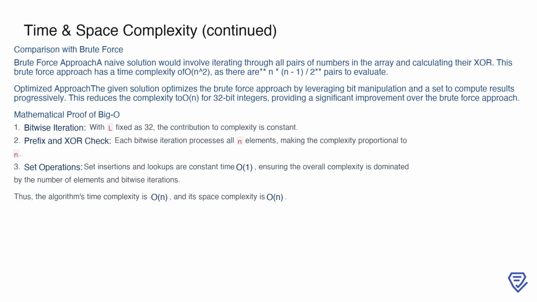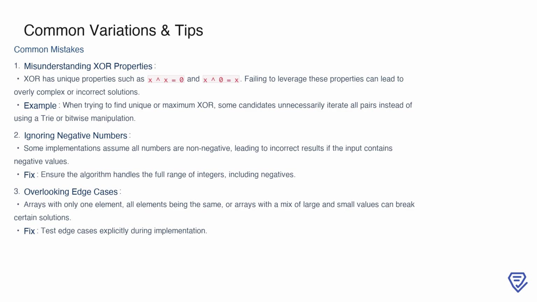Mathematically, with L fixed at 32, the bitwise iteration contributes a constant factor to the complexity. For each bit, the algorithm processes all n elements and performs constant time set operations, making the overall complexity proportional to n. Thus, the time complexity is O(n), and the space complexity is O(n), reflecting the storage needed for the prefixes set. When tackling XOR problems, there are a few common mistakes to watch out for.